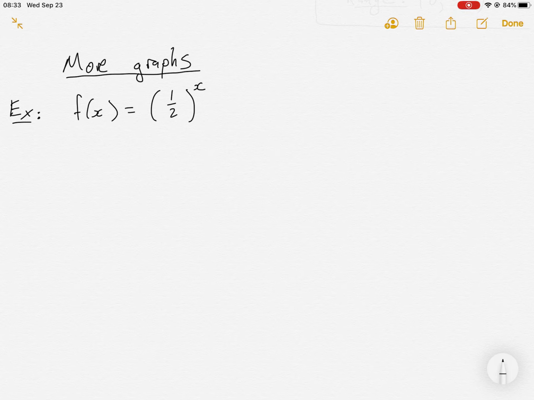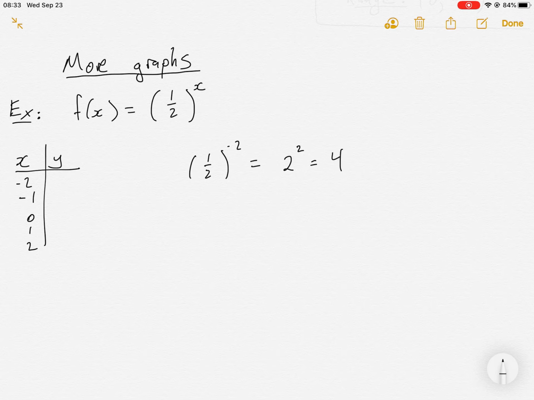So let's go ahead and do the same thing here. We're going to create a table, x and y. I'm going to use -2, -1, 0, 1, and 2. If you plug these in, notice that in this case, this flips to 2 to the power of 2 now. So it's almost the inverse. I don't want to use that word, though, in this case, of 2 to the x. It's the reciprocal of 2 to the x. So I get 2 to the power of 2, which is 4.